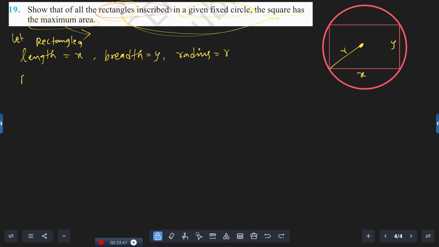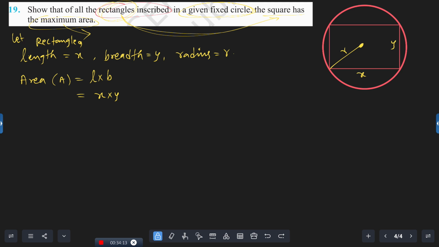Then the area is to be maximum. Area means what? Length into breadth. What is the area of a rectangle? Length into breadth. The area of the rectangle I am using, so length is x, breadth is y. I told you we cannot go directly. We cannot go directly with two variables.